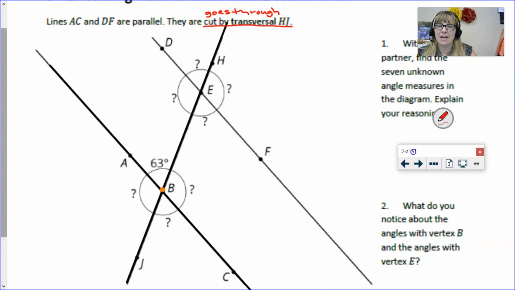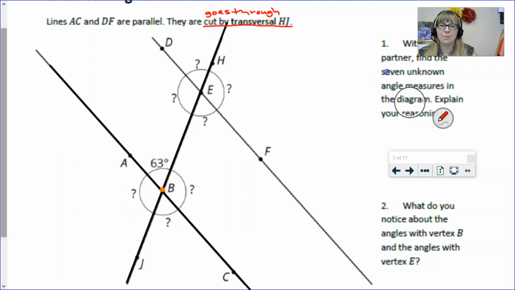Now that we understand the diagram, we can see that we have one angle measure given to us. This angle measure here is 63 degrees. And it says with your partner, find the 7 unknown angle measures. We are going to do that, but we're going to baby step it. We're going to go nice and slow. Just find these angle measures here.